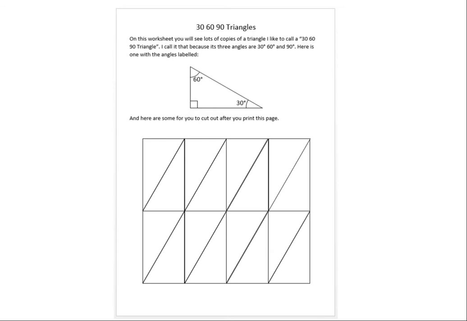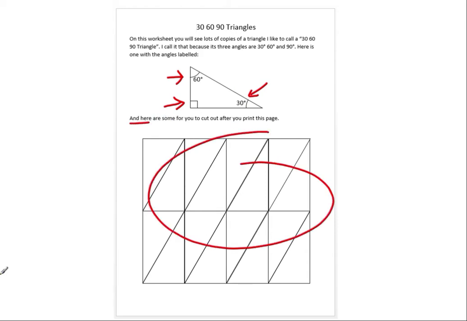It says, on this worksheet you will see lots of copies of a triangle I like to call a 30, 60, 90 triangle. I call it that because its 3 angles are 30, 60 and 90 degrees. Here is one with the angles labelled, and here are some for you to cut out after you print this page. If you go for working on screen, this is what you will see.